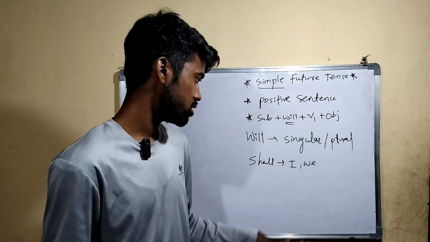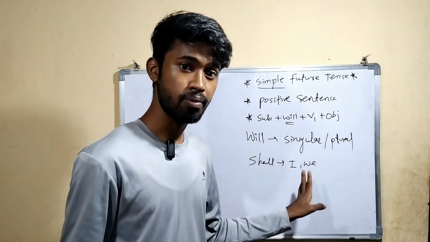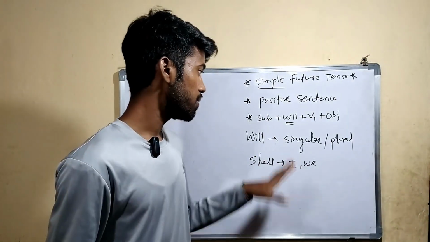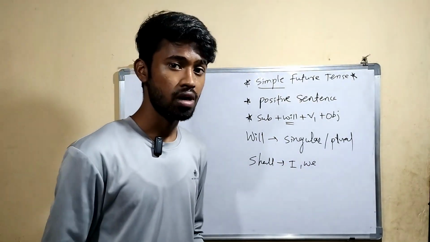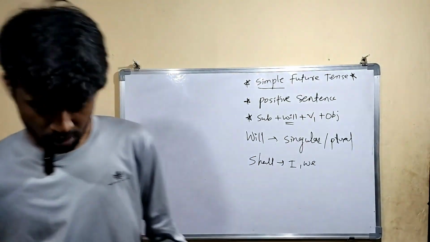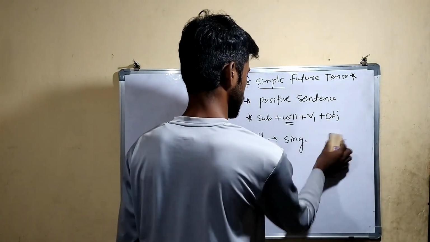So how to use shall? Shall can be used with only two subjects, I and we. But will can be used with any subject, singular or plural. Now let's move ahead and see a few examples.